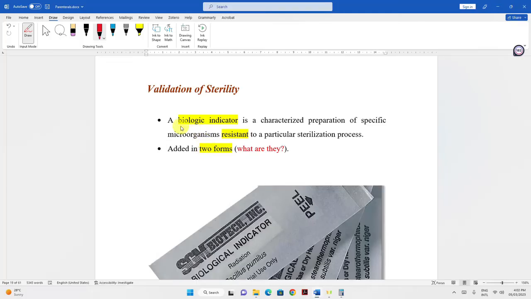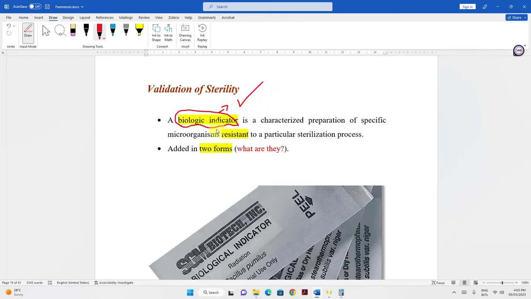And to do that, one of the ways is to use a biologic indicator. When we are doing the sterilization process, we add this biologic indicator in the equipment which will carry out the sterilization, and then we look at the biologic indicator whether it survived the sterilization or not. Of course, if it doesn't survive the sterilization, then your sterilization process is effective. If it survives, then there is a problem.